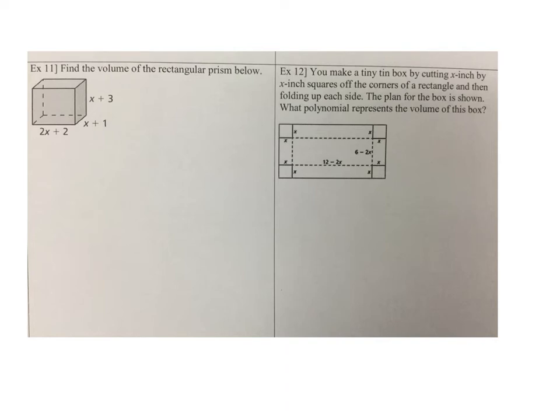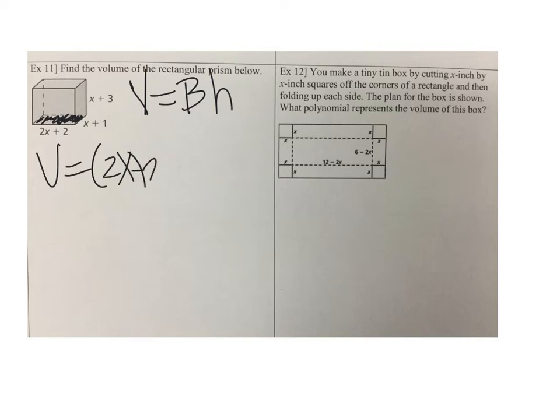All right, moving on, volume. If you recall, volume of a prism is area of the base times the height. So if I call this my base, because it's a rectangular prism, it doesn't matter which rectangle I use as my base. I'm going to do 2x plus 2 times x plus 1. That'll be the area of my base. So that's this.